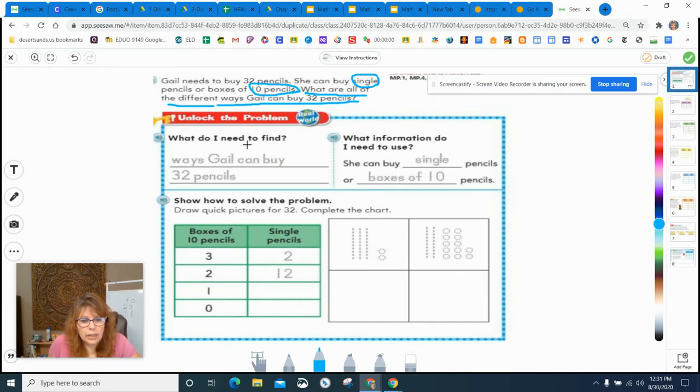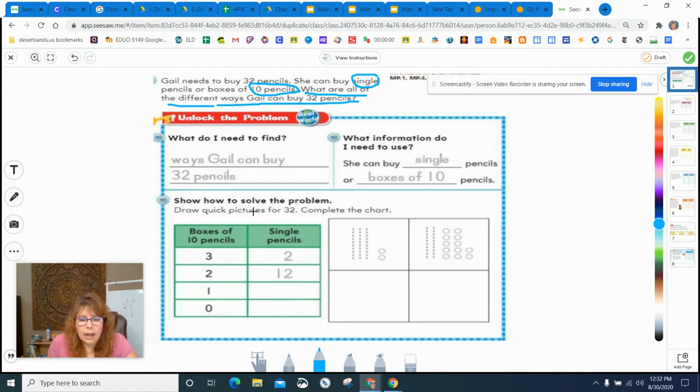Right here, it gives you the information very separated. Right here is the question. Like I told you, that's the first thing, the main thing that you have to focus on, because that's what you have to answer. We have to find out ways that Gail can buy 32 pencils. Now, how am I going to do that? The information is also in the story. What can I use? I can buy single pencils or I can buy boxes of 10 pencils. That's the information given to you in the word problem.